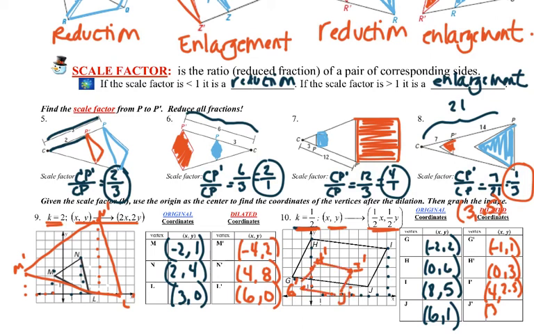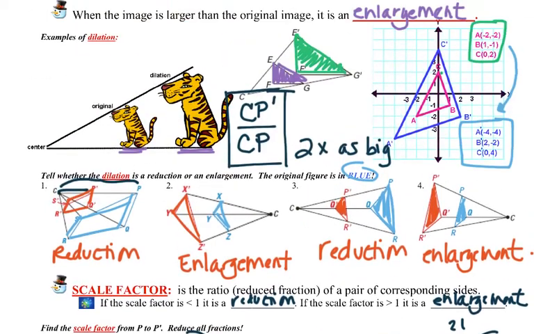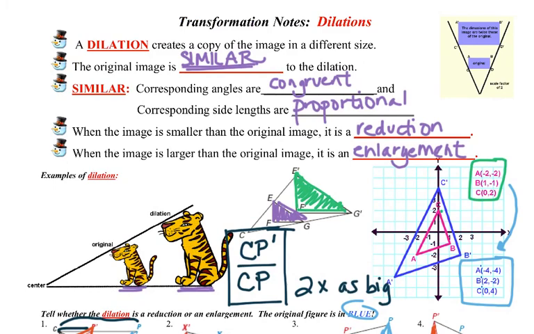And then if I connect it, I've got a parallelogram that's half of the original parallelogram. So this is dilation, change in size.